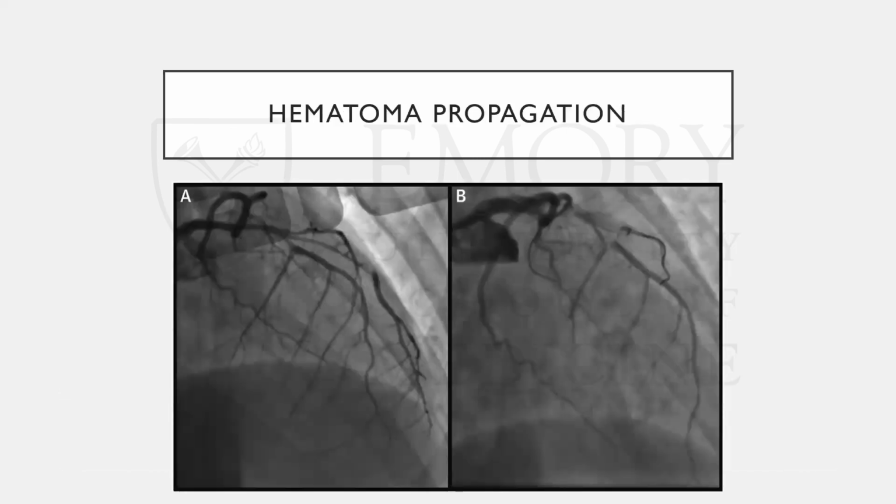This image depicts a multi-vessel SCAD in image A. In image B, it shows progression of the hematoma into the left main and loss of blood flow to the LAD after attempted wiring of the coronary.